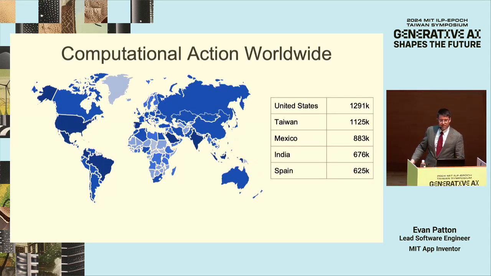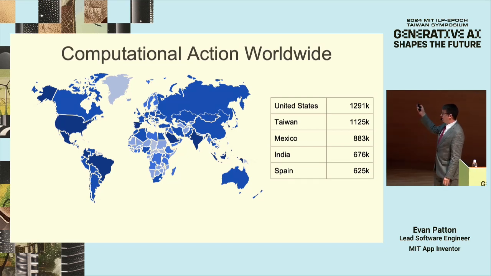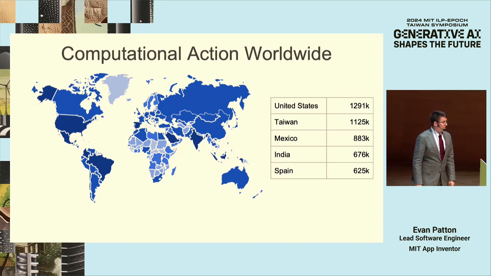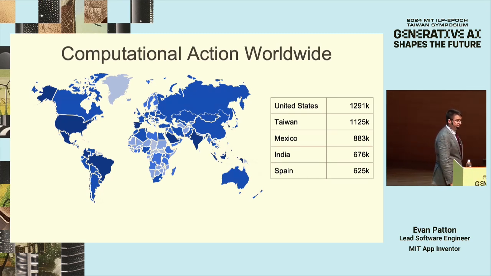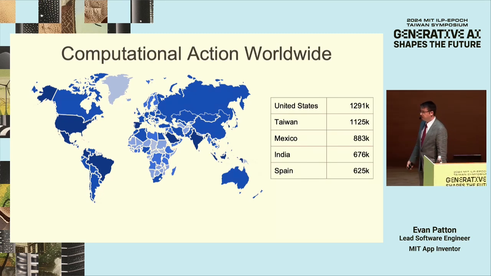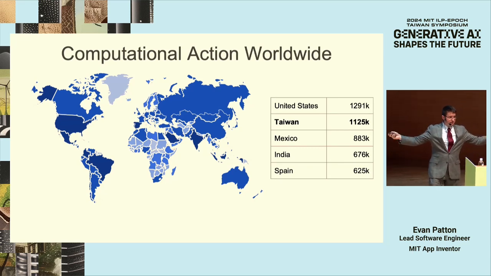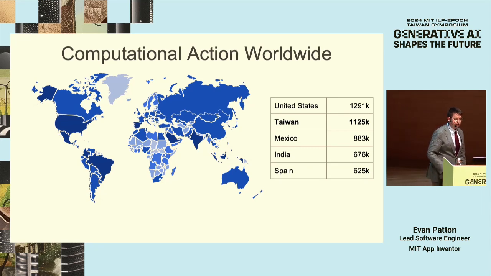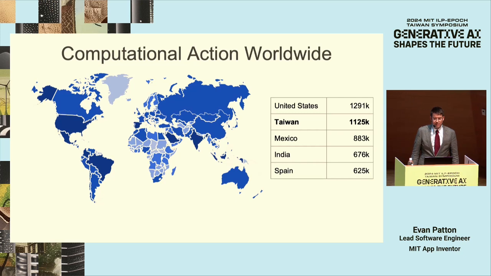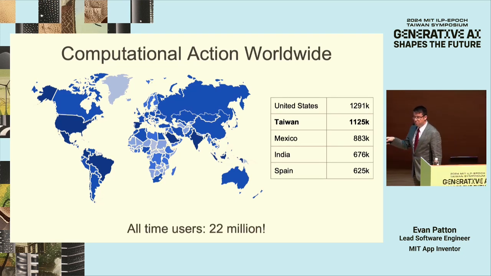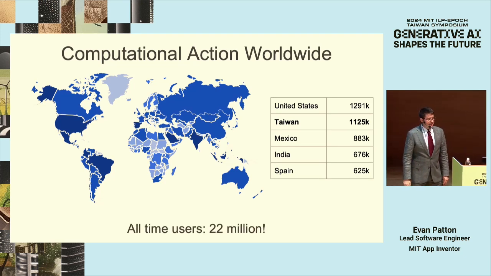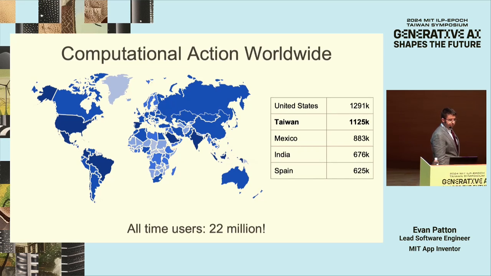And we've had some success with this. This is usage we've had for App Inventor, users in pretty much every country and region on the planet. And the United States leads the charge, but I must commend you all in Taiwan here. Over 1 million people in the last year have used App Inventor to make applications. And we've had over 22 million people make applications with our technology.